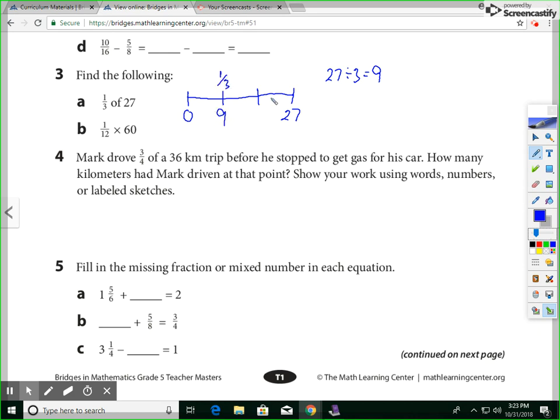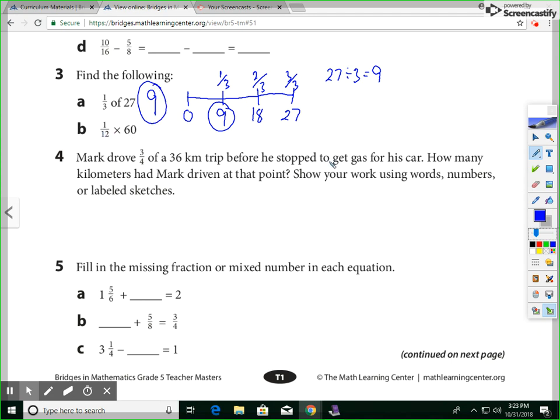And there's our answer. If we continued, we can find out what 2/3 would be. 9 plus 9 is 18. And then 3/3. Oh, that makes sense. 9 for 1/3, 18 for 2/3, 3/3 would be 27. Our answer, all we need to write down, is 1/3 is worth the number 9.